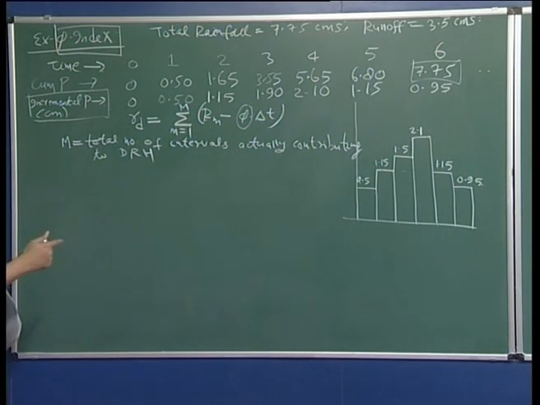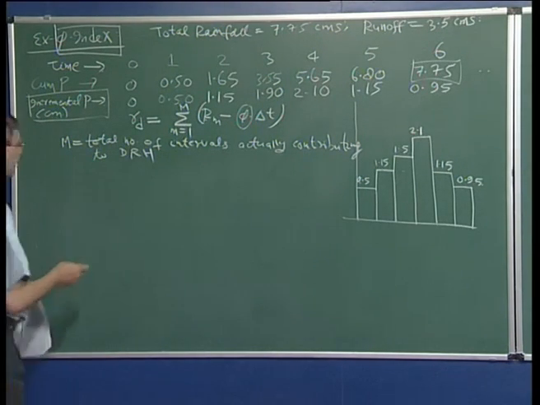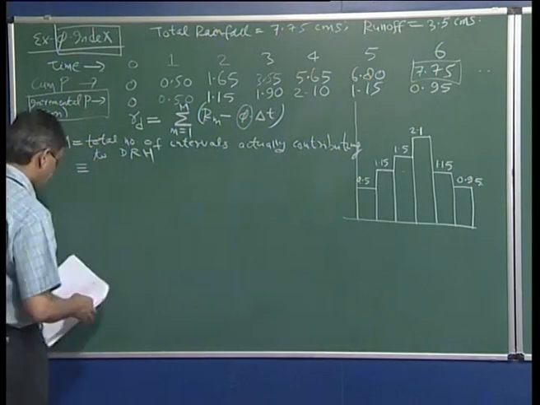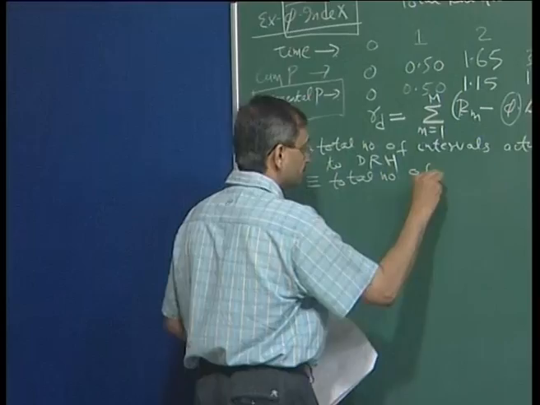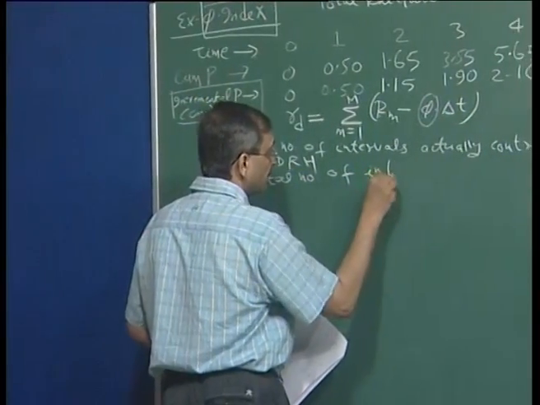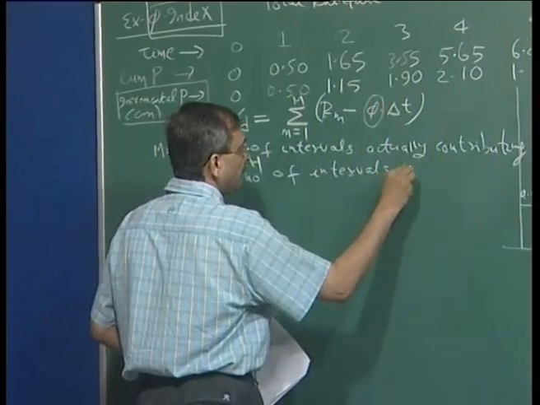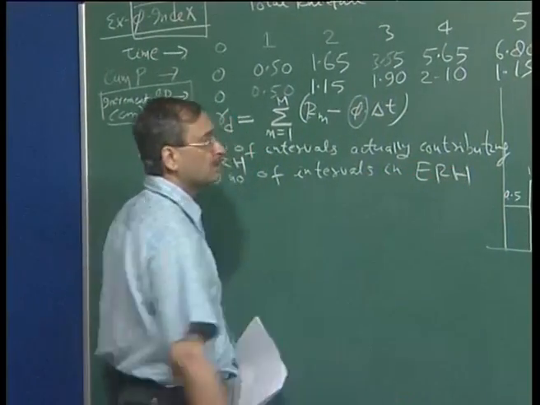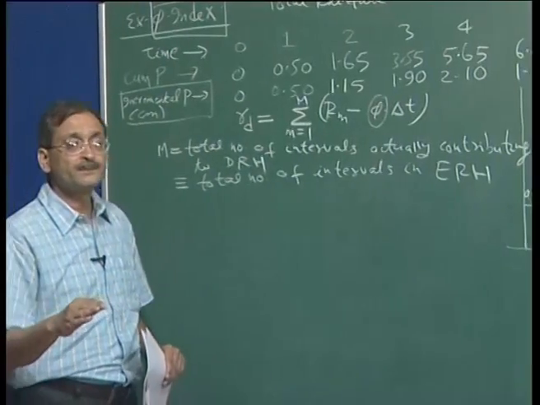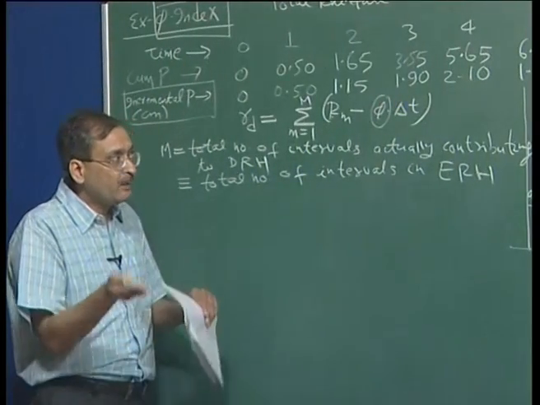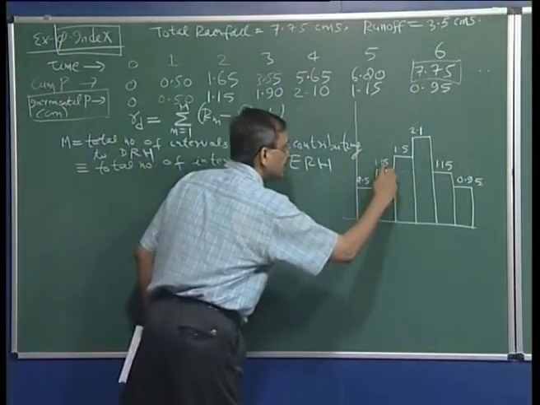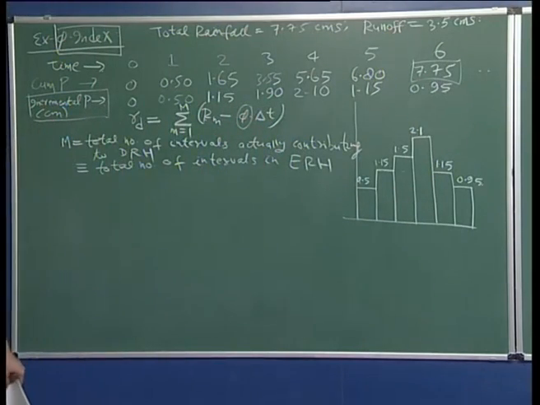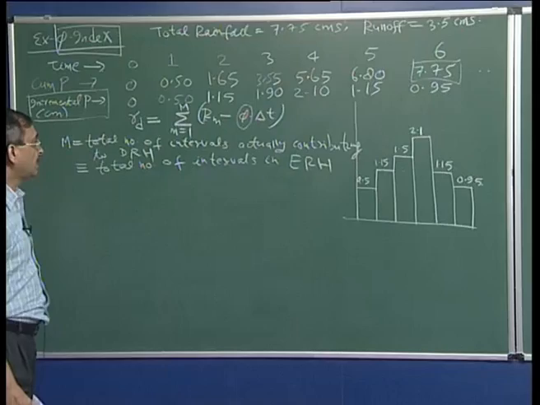The key is that we do not know the value of capital M, which we actually have to find using trial and error. This is also equivalent to the total number of intervals in your effective rainfall hyetograph. Once we draw a phi line on the rainfall hyetograph, everything above this becomes the effective rainfall hyetograph. So, the number of intervals in the effective rainfall hyetograph becomes the capital M, or the total number of effective intervals.